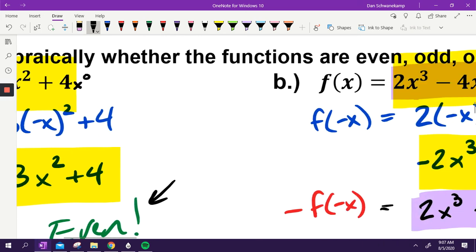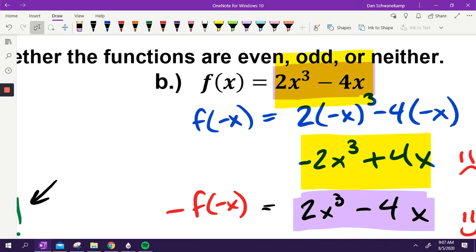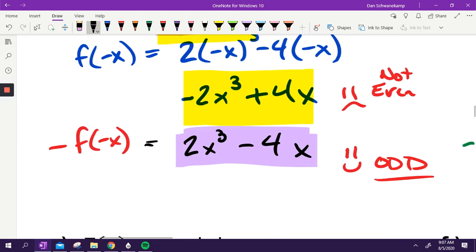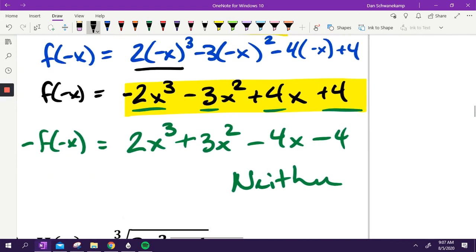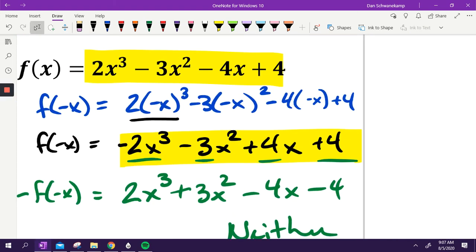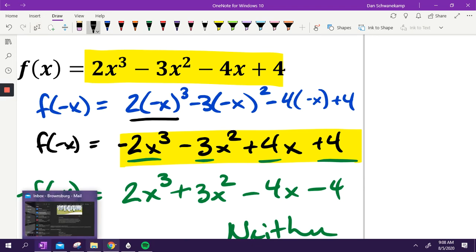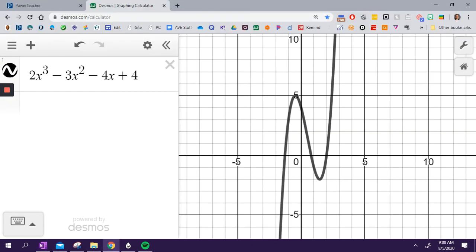And my next one, what are my two exponents here? 3 and 1. Are both those odd? So the function is odd. This last one, I got a 3, I got a mix. As soon as you have a mix, it's neither. I got a 3, a 2, a 1, and a 0. Okay, so I got 2 evens and 2 odds. It's neither. Okay, you can do that all day long with polynomials, not anything else.